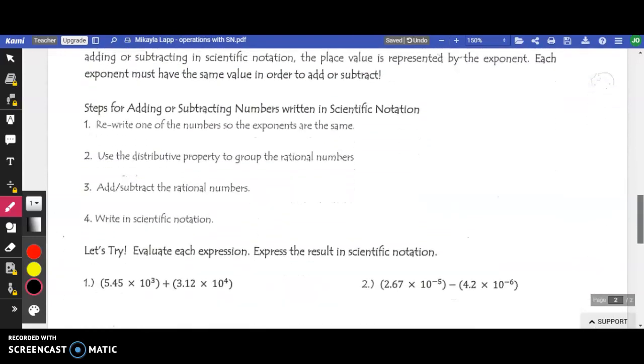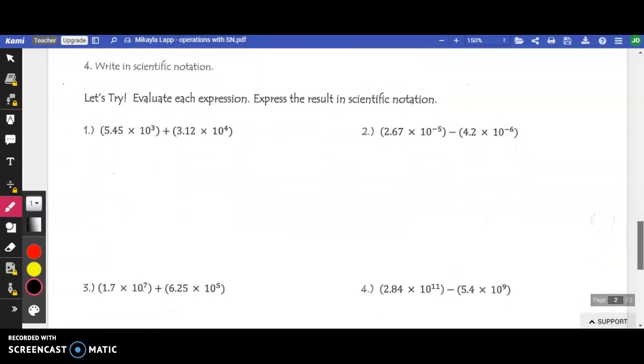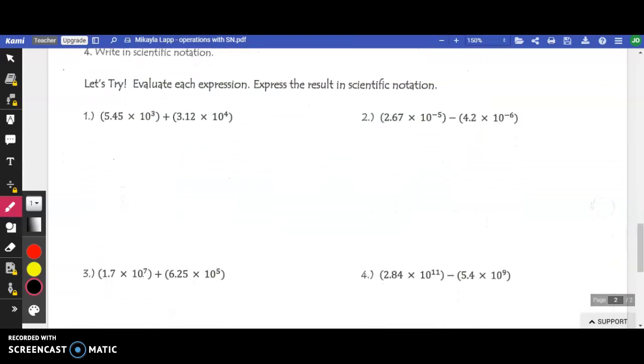Now, when we're adding or subtracting for scientific notation, the hard work is done before we start to do the math, okay? So we've got to do the hard work first, which means just like fractions, the hard work is done before you start to add or subtract fractions. It's the same thing with scientific notation. We need to have the same 10 power, okay? Just like fractions need the same denominator, we need the same 10 power when it comes to scientific notation. Now you'll see in number 1, they don't have the same 10 power.